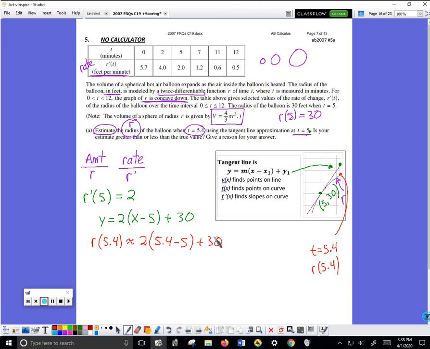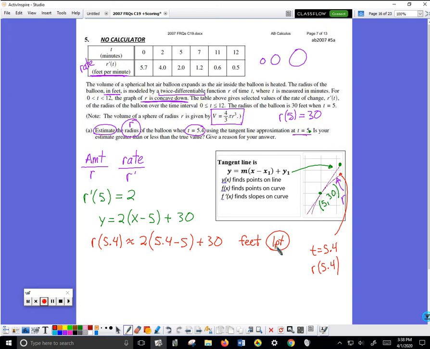I should always include units. I'm finding the radius of the balloon. The radius is measured in feet. Okay, I need this red line, I get 1 point. Everything else was just me helping, all the rest was just to help me figure out the red line. The red line is worth 1 point. So I have estimated the radius of the balloon using the tangent line approximation at t equal 5.